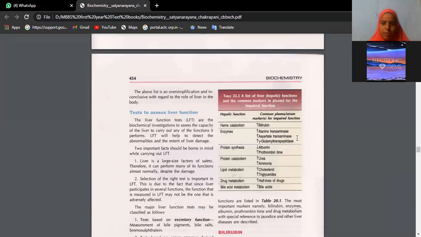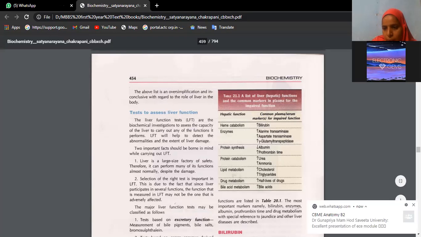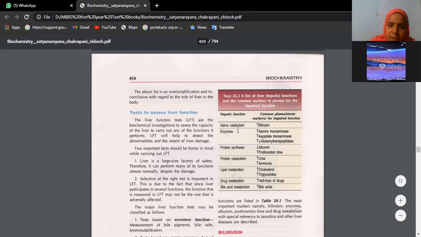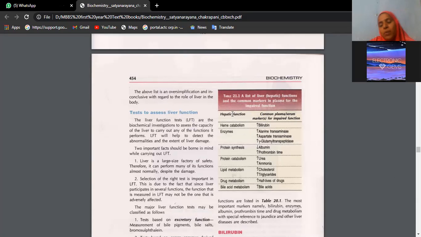Why? Because see here, in order to check liver function, a list of liver functions and common markers in plasma for impaired function. That means what? See here, heme catabolism. We know liver is chiefly responsible for the conjugation of bilirubin, isn't it? Now what is it converted to? Bilirubin diglucuronide with the help of UDP, isn't it, Ritika? Yes.